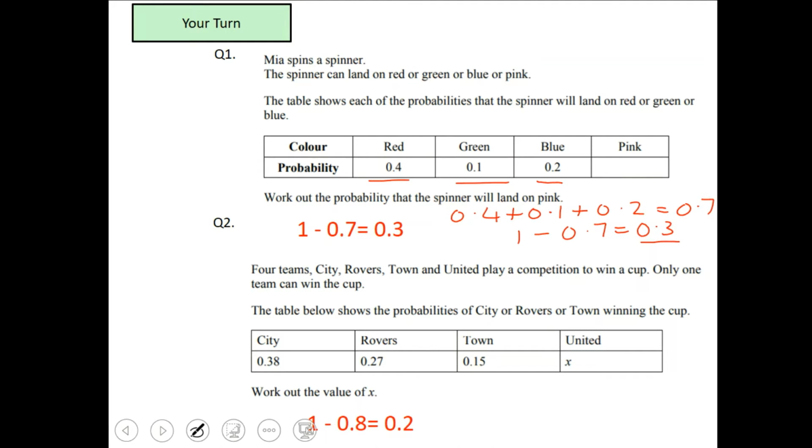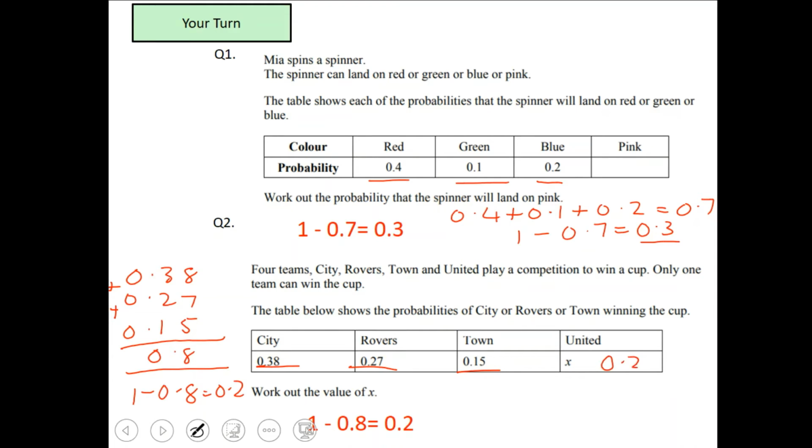And the same for the next question. You have to total these three up. 0.38 plus 0.27 plus 0.15, and the total that you get is 0.8. And you do 1 minus 0.8 and you end up with 0.2. So the probability of United winning the cup is 0.2.